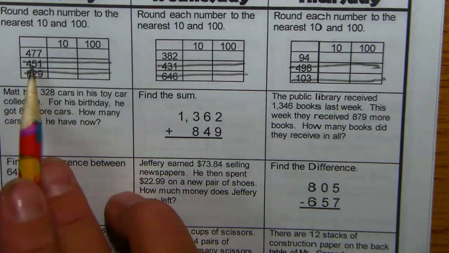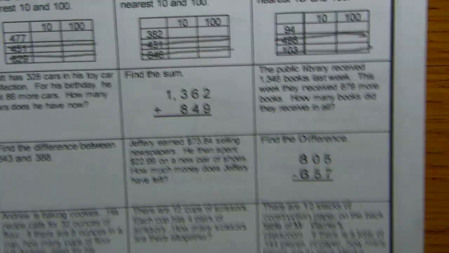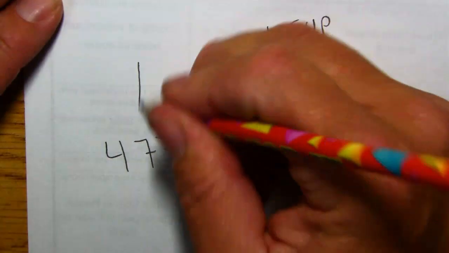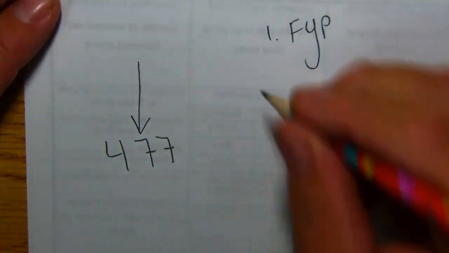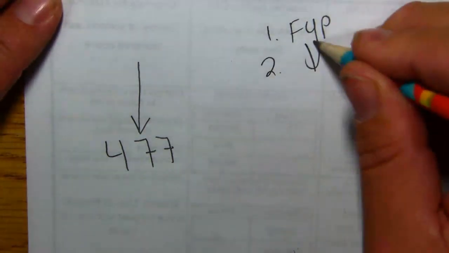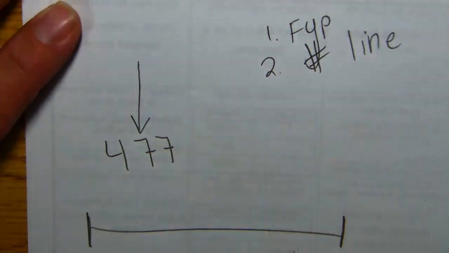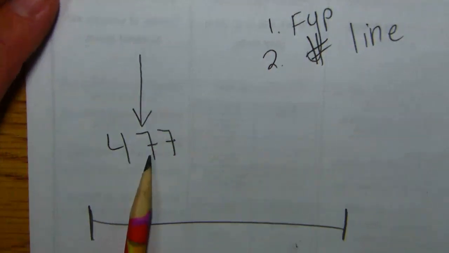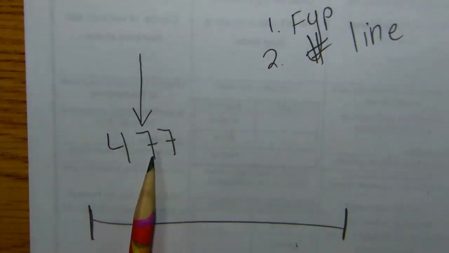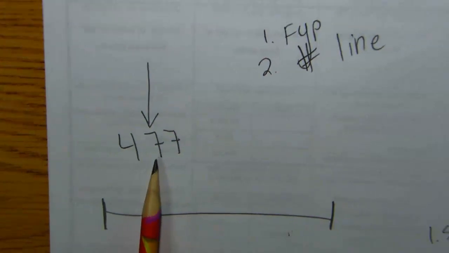Okay, so let's look at 477 rounded to the nearest 10. First thing you want to do, find your place. What place? The tens place. Second thing you want to do is make your number line. Now the place is going to tell you the first number that you want to use on your number line.